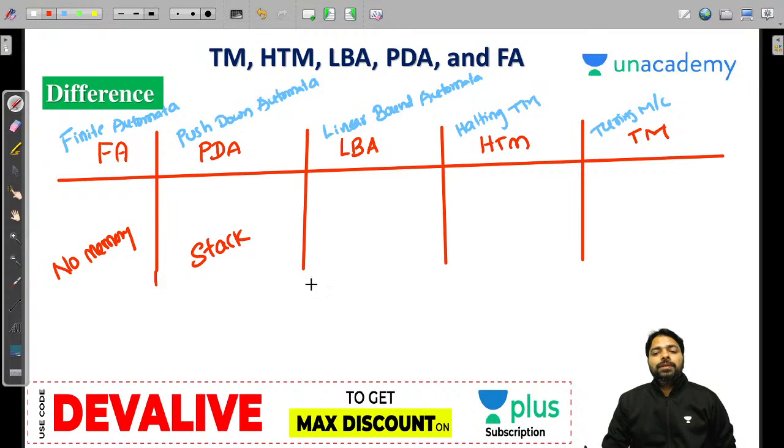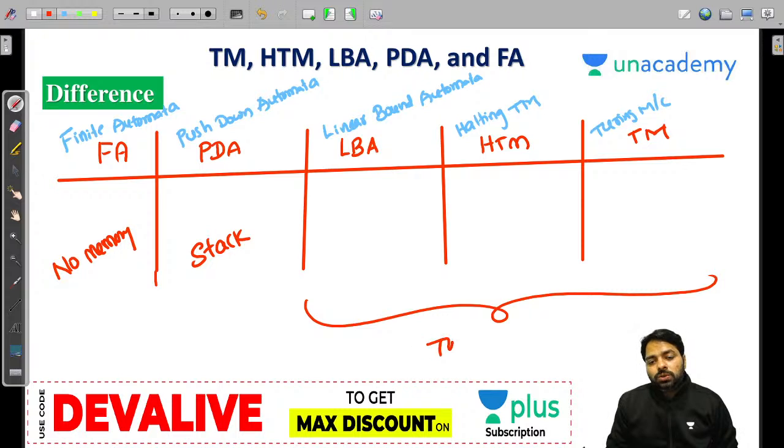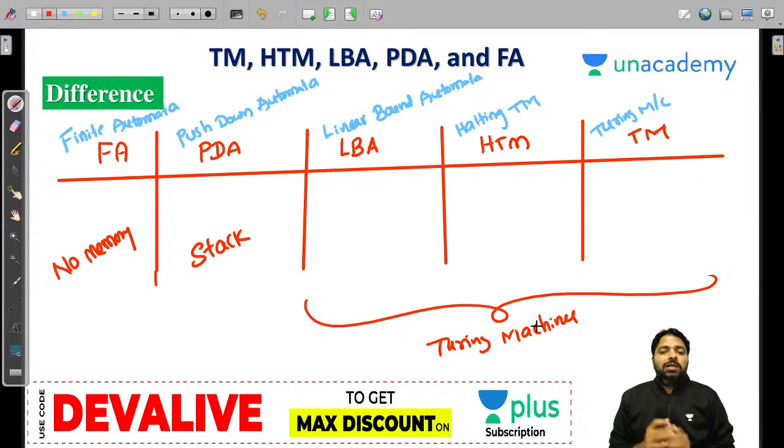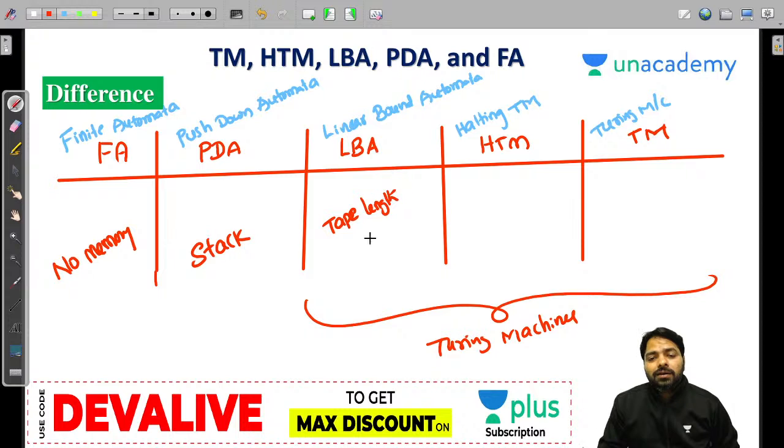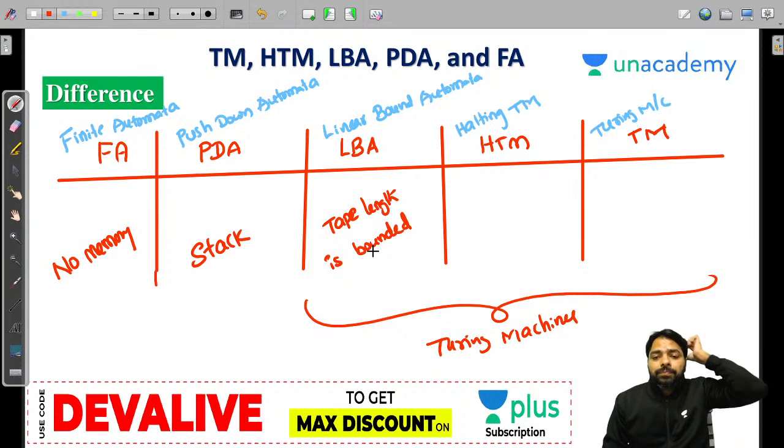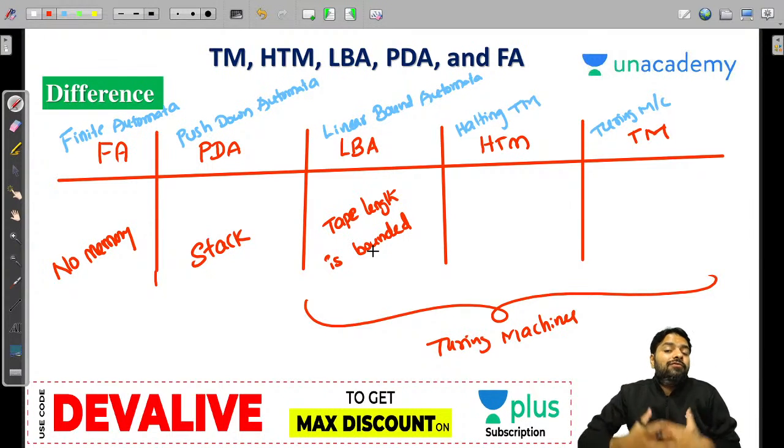Linear bounded automata, HTM, and Turing machine: remember, all three are Turing machines only. But they are defined in different ways. How do you understand this? It is the tape length. The tape length is restricted here. Tape length is bounded, linearly bounded. You cannot use unbounded tape. You can't assume you have infinite tape to solve a particular problem.